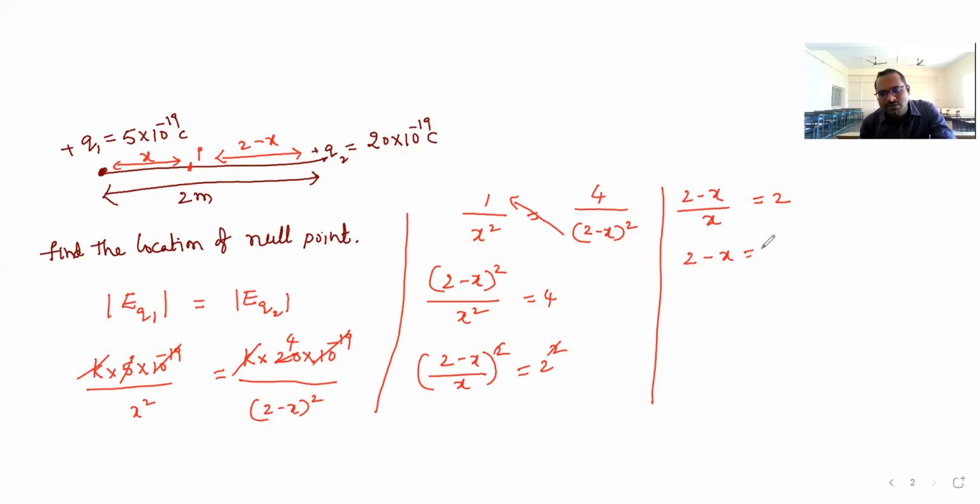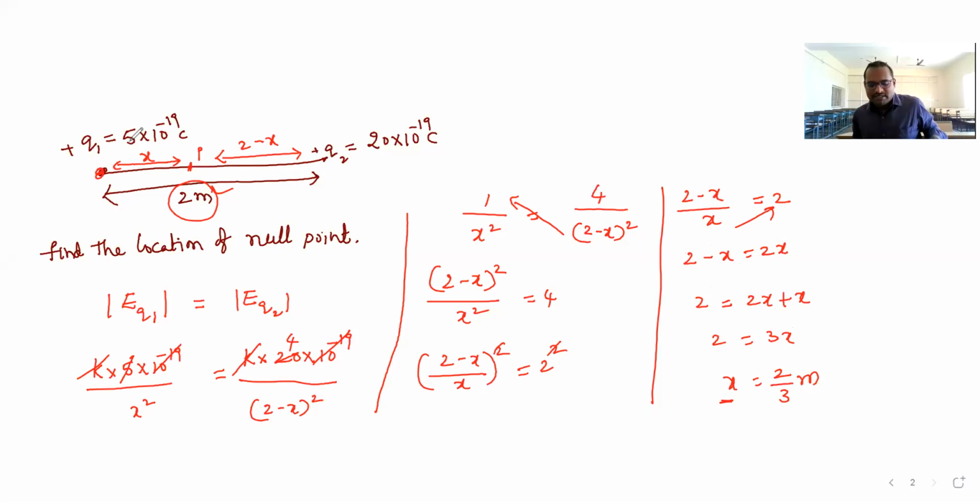Then 2 minus X is equal to 2X. Cross multiply it. 2 is equal to 2X plus X. So 2 is equal to 3X. So X is equal to 2 by 3. 2 by 3 in what? Because 2 meter we have taken, it is in meters. So X is from the 5 into 10 to the power of minus 19 coulomb charge, Q1. Means net electric field will be 0 at a distance of 2 by 3 meter from Q1 charge. That you need to say.